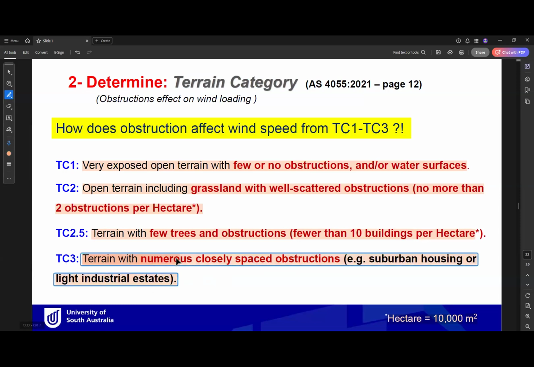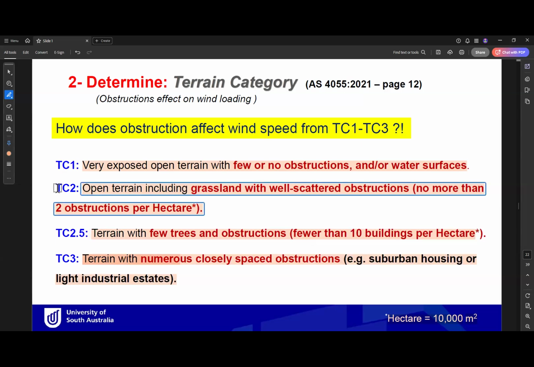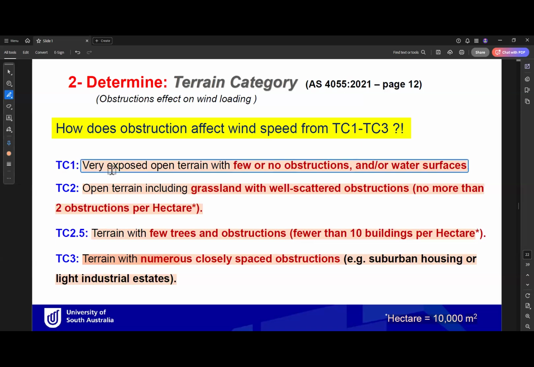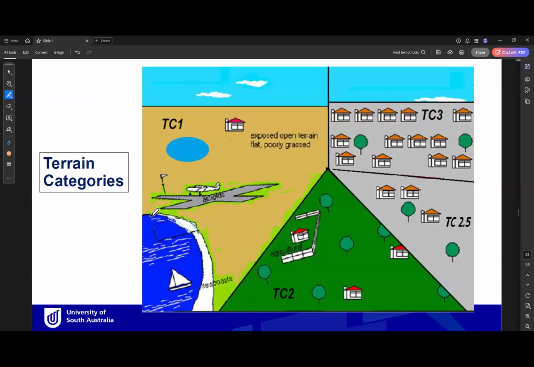So TC3 is a terrain with most obstruction, more than 10, like in cities, suburban cities, or light industrial areas. TC 2.5, between 2 and 10 obstruction. TC2, 2 obstruction. TC1, 0 or 1 obstruction. This can be interpreted with this diagram, which shows you the difference between TC2 and TC1 and TC3.